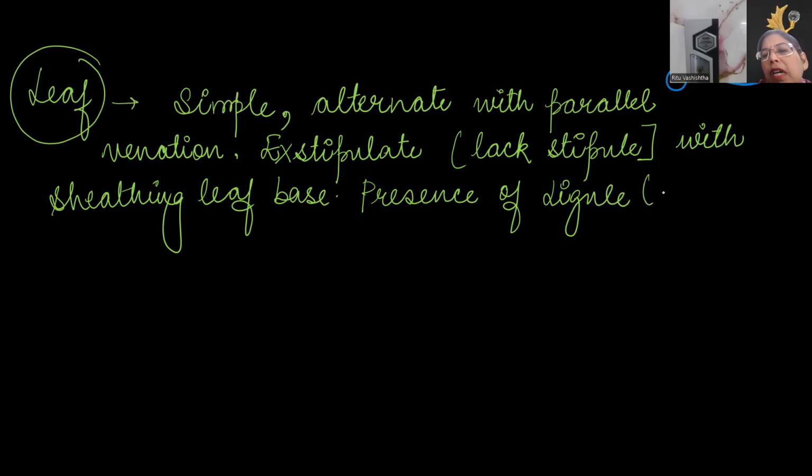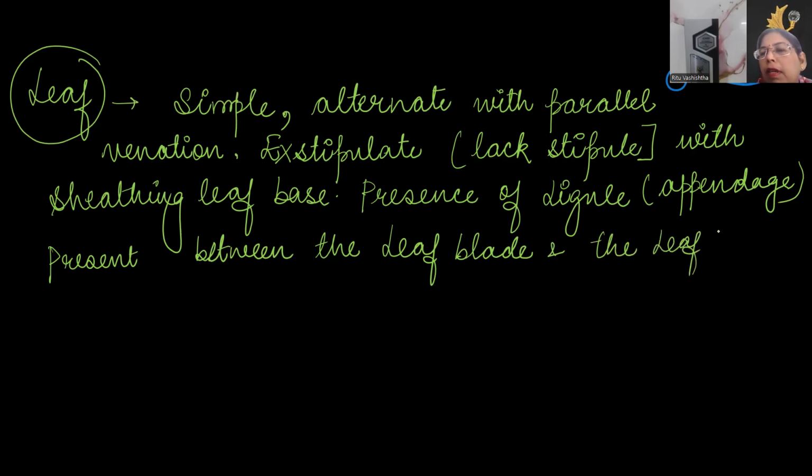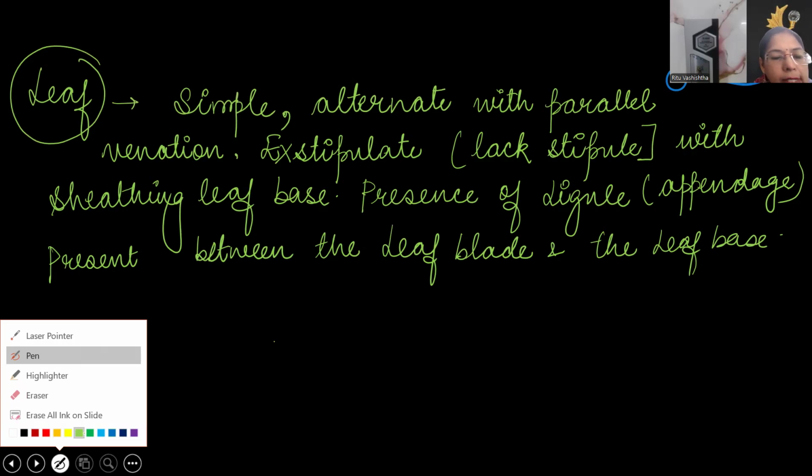This ligule is a kind of appendage present between the leaf blade and the leaf base, or the sheathing leaf base. I'll draw the structure. Simple means the lamina is entire.